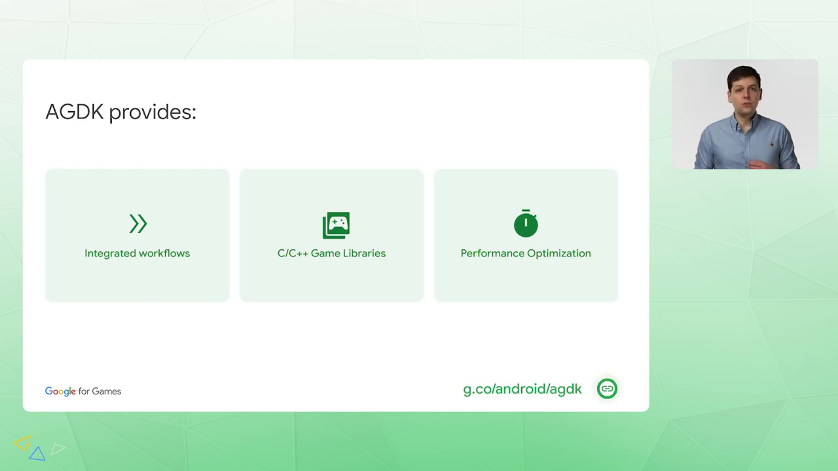Thus far, we've introduced three key areas of game development where the AGDK can help. Firstly, we have a variety of integrated workflow tools to make Android development efficient. For example, the Android Game Development extension for Visual Studio. Then there are C and C++ development libraries to make games easier to build, debug, and maintain. For example, Game Activity, which can help you reduce your ANRs. And lastly, we have a focus on performance optimization to improve your game's performance both pre and post-launch, such as with the Android GPU Inspector.